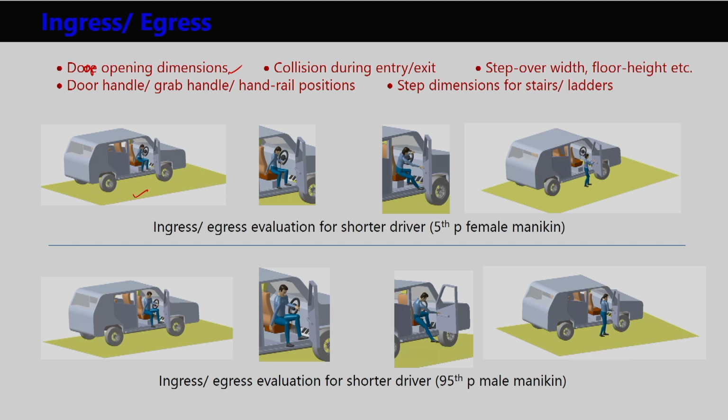Similarly, when the same vehicle is being used by a 95th percentile mannequin, which is representative of drivers with larger body dimension, then we can see how they are performing the ingress egress activity, and accordingly if there are any design loopholes, then we can go for design modification.